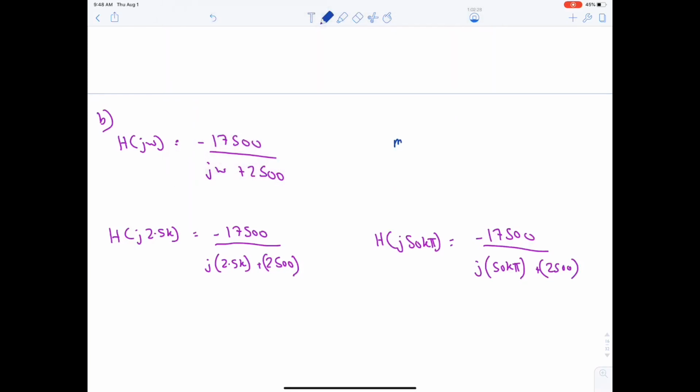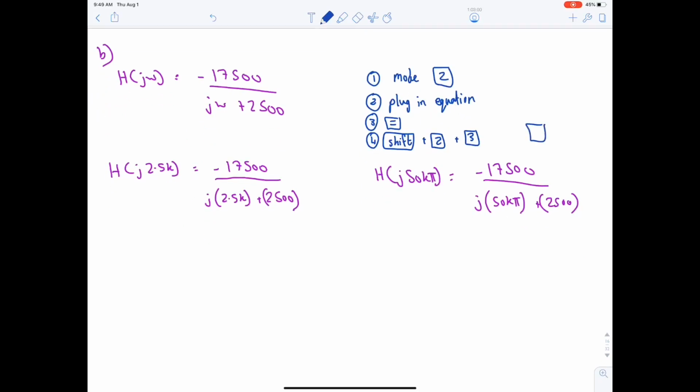We will go to the complex mode 2. That's the first step. Then plug in the equation, plug it normally. Okay, third step, when you plug in the equation, press the equal button, then press shift 2 3, and then you will get the answer. You will get it in this form. It will be a number, then there will be a sign, and then a number.